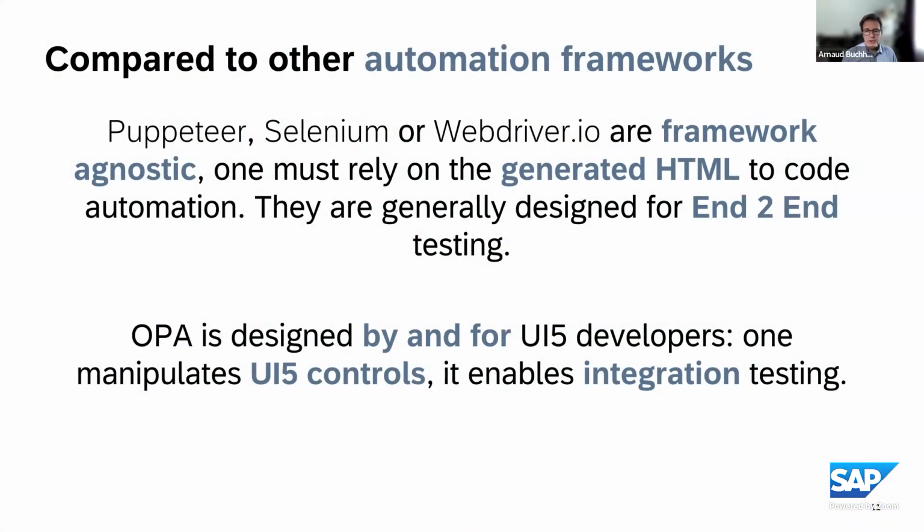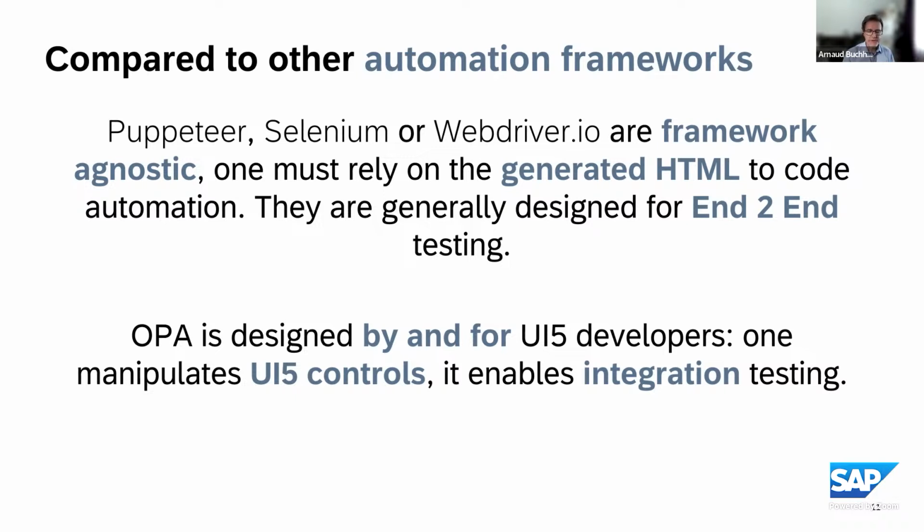If we compare our QUnit or OPA to the other automation frameworks, so you might have heard about Puppeteer, selenium-webdriver.IO. These are framework agnostic, which means when you develop testing with those tools, you need to rely on the generated HTML. So it means you will use CSS selectors, you will use IDs in your HTML in order to identify the elements that you want to interact with, but also to validate their status. So these tools are usually designed for end-to-end testing, which means when you use Puppeteer, Selenium, or WebDriver, what happens is that you run the application where it's being served. So you have a real backend behind the scene, and it's really designed for end-to-end testing.